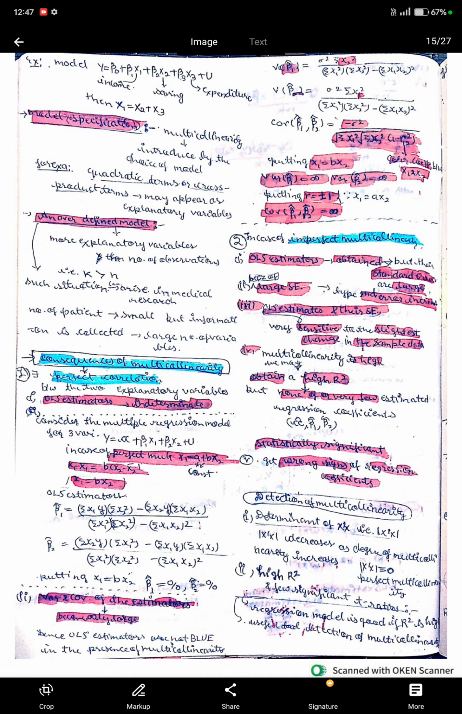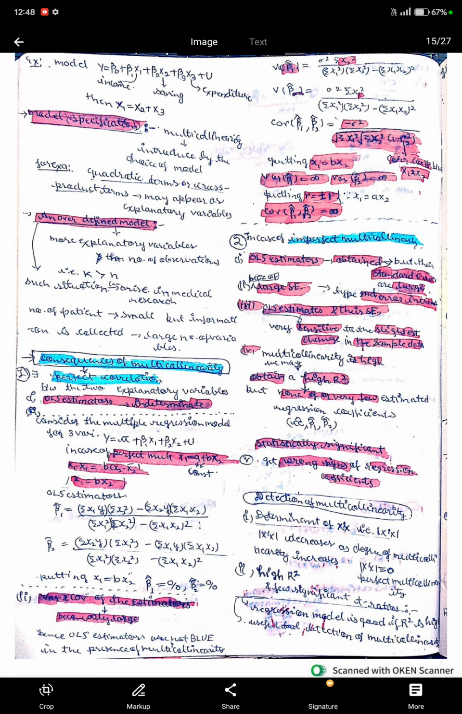Detection of multicollinearity. First, determinant of X dash X, that is mod X dash X. The determinant of X dash X decreases as the degree of multicollinearity increases. If the determinant equals 0, then perfect multicollinearity exists. Second, high R square and few significant t ratios. A regression model is good if R square is high. A useful tool for detection of multicollinearity.